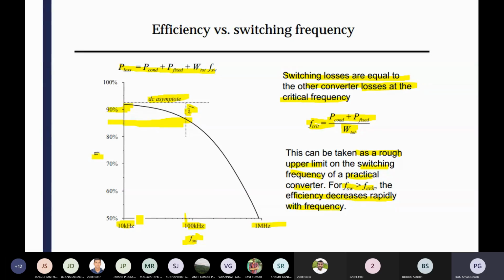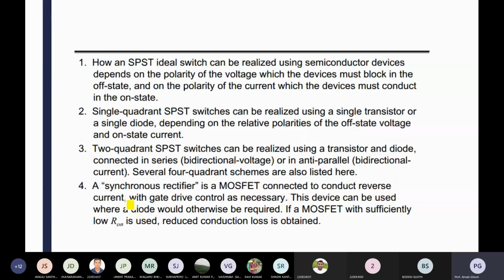So what have we studied in this chapter? Different switches, like what the different switching devices are. SPST, single pole single throw ideal switches, that we have already discussed. Then single quadrant switches, and two quadrant switches. Then there are bidirectional voltage and bidirectional current switches.